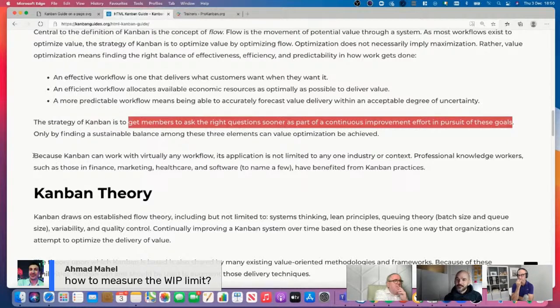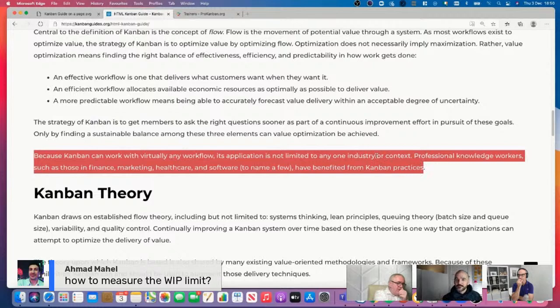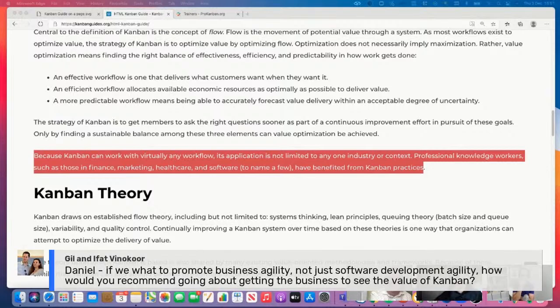Thank you, Andy. And there's a question for Daniel, and I'll just highlight the piece of the guide that's relevant for this. So the Kanban Guide is not specifically aimed at software. It's pretty much any type of knowledge work, really. We've proved it in quite a number of areas, but we don't think it's that limited. I think people should be able to test it in other areas. And the question for Daniel is, it's from Gil, and it's if we want to promote business agility, not just software development agility, how would you recommend going about helping the business see the value of Kanban? That's for you, Daniel.